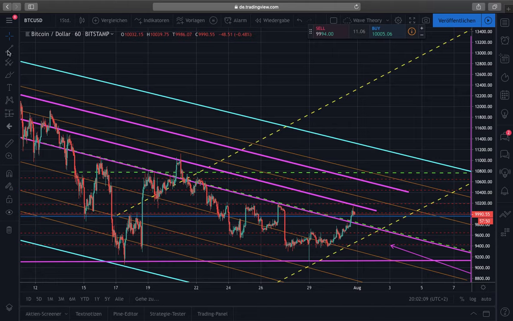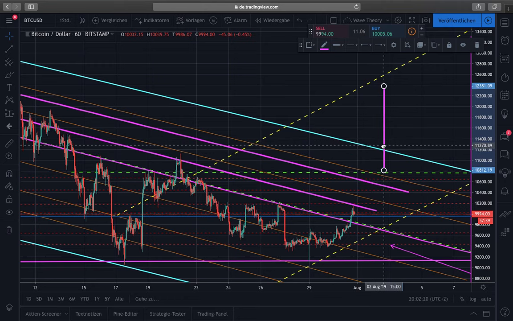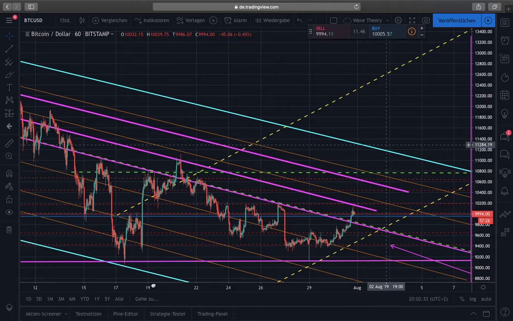Now, if you want to know which point we will reach, when we take the height of the head and put it, let's say somewhere like that, what you can see is $12,300. All right, this is possible. And so, yeah, that's it, guys. So you have to make your decision.